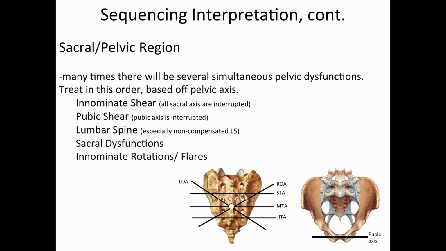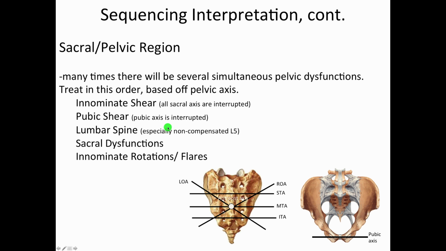to treat the innominate shear and pubic shears first. The reason is if you've got an innominate shear or pubic shear, that's going to disrupt all these sacral axes, so it's going to be a lot harder to diagnose and treat the problems of the sacrum if you've got the pubic axis that's off, or you've got this whole entire shear of the sacroiliac joint due to an innominate shear. So if you have an innominate shear or a pubic shear, you want to treat those first.